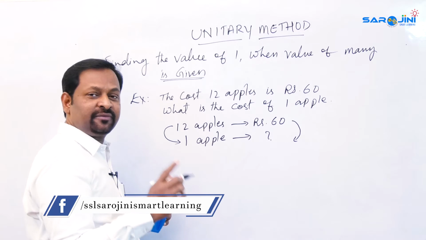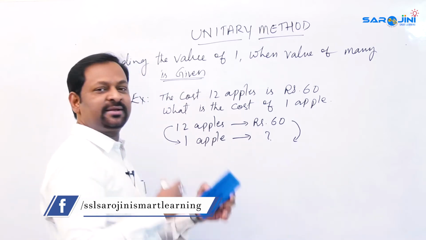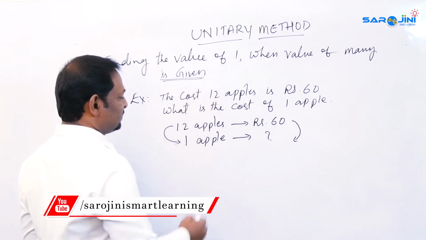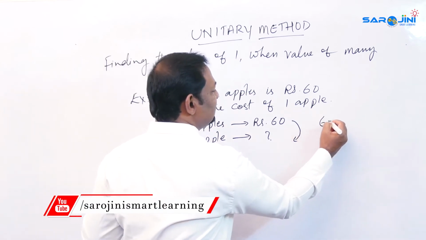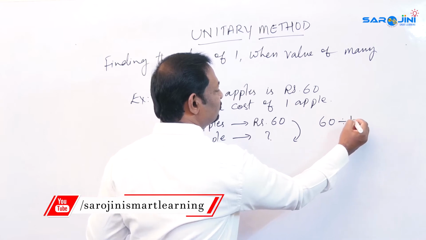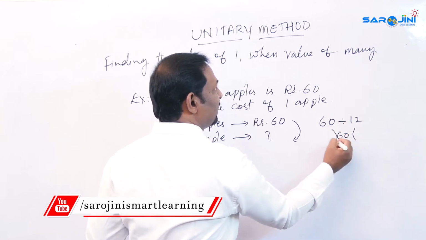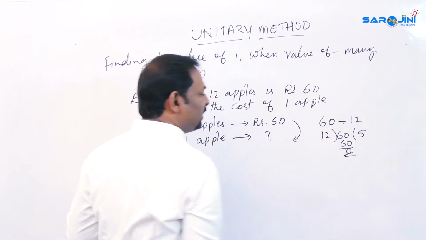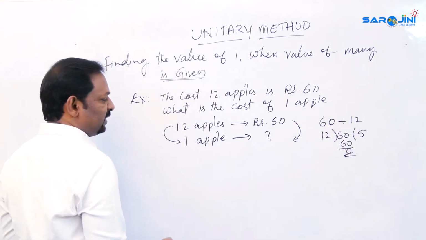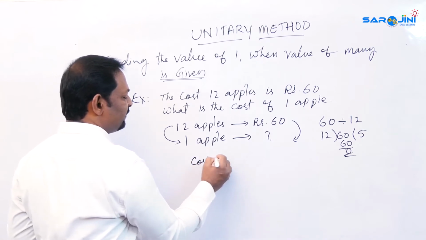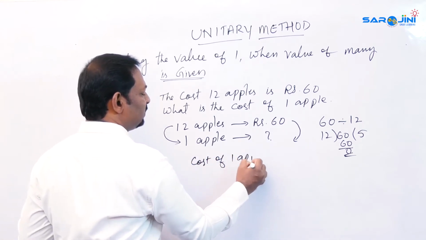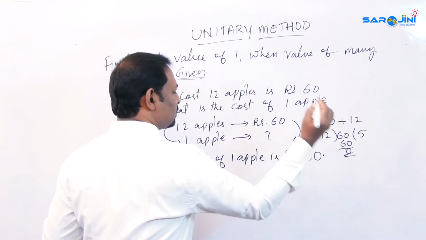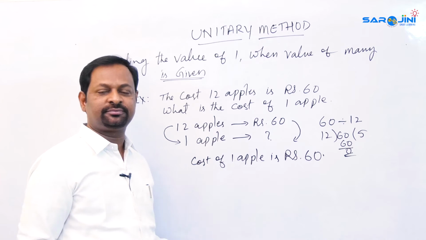So whenever we get a problem to decrease anything, we have to divide it. You have to remember, you have to divide it. So how to divide it? 60 divided by 12. So 12 fives are 60, that's it. If you know the 12 table, you can do it by 12. Therefore the cost of 1 apple is rupees 5.